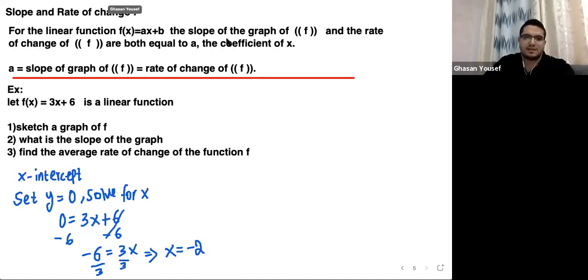What does it mean that my x is negative 2? So the point here, I can say the point is (-2, 0). This is the first point. To graph the linear function f of x, I need 2 points and I have to draw a line between these 2 points. The first point, the x-intercept, is (-2, 0). Now the second point is the y-intercept.